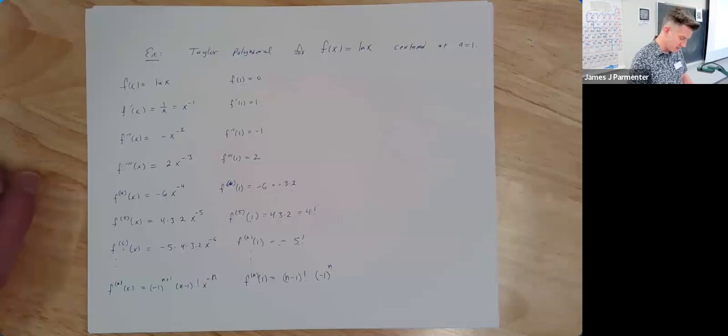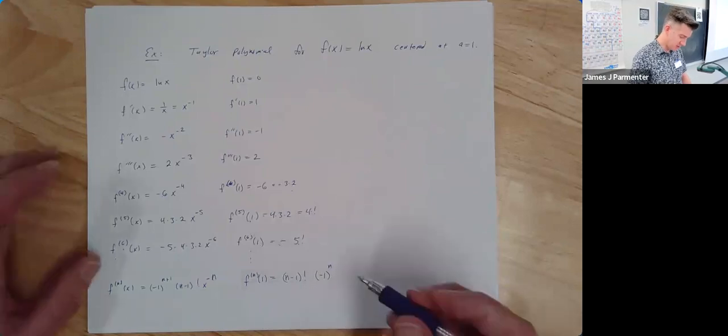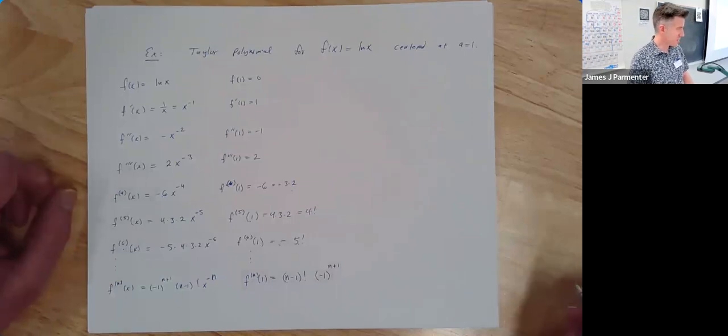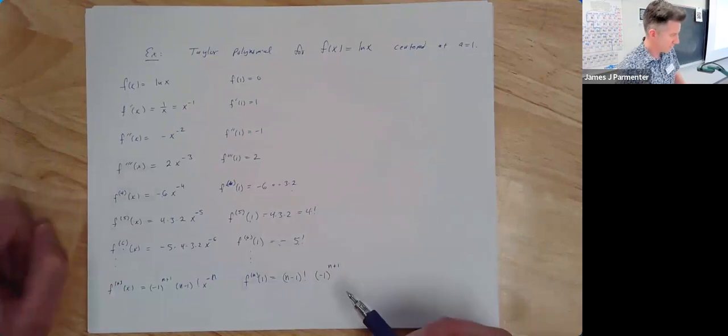It might. Let's see, if I plug in n equals 6, it should come out to be negative. But -1 to the 6th is positive. So I need to adjust by adding a 1 there. That'll get the signs right. So we're almost there. So here's the problem.